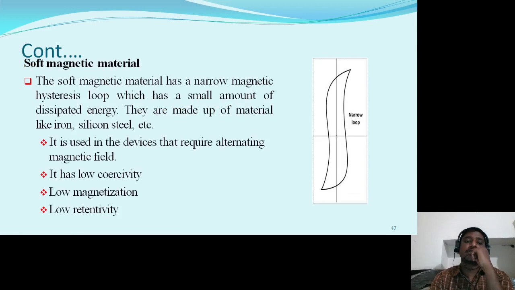The hysteresis loop may vary for two different materials: first, soft magnetic materials, and second, hard magnetic materials. Soft magnetic materials like iron and silicon steel dissipate a small amount of energy and have a narrow magnetic hysteresis loop, as you can see in the graph. They are useful whenever you require an alternating magnetic field, an AC magnetic field, and they have low coercive force, low magnetization, and low retentivity. These three terms we have already covered: coercivity, magnetization, retentivity.